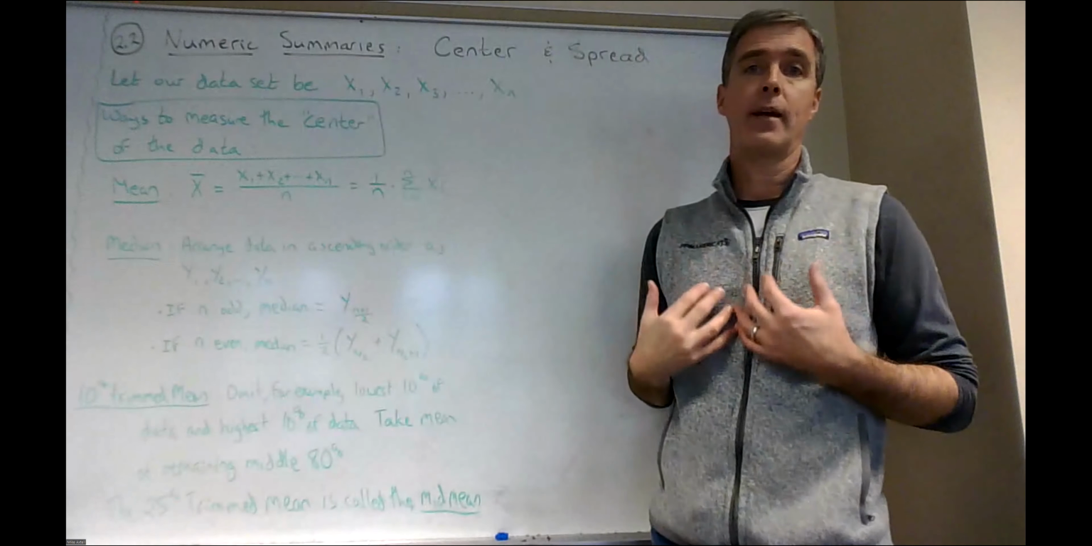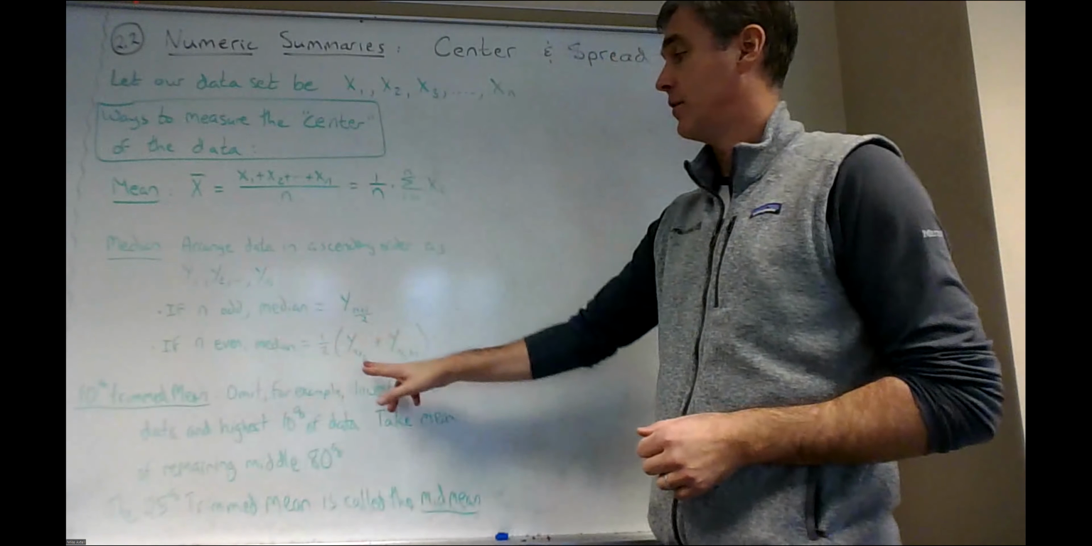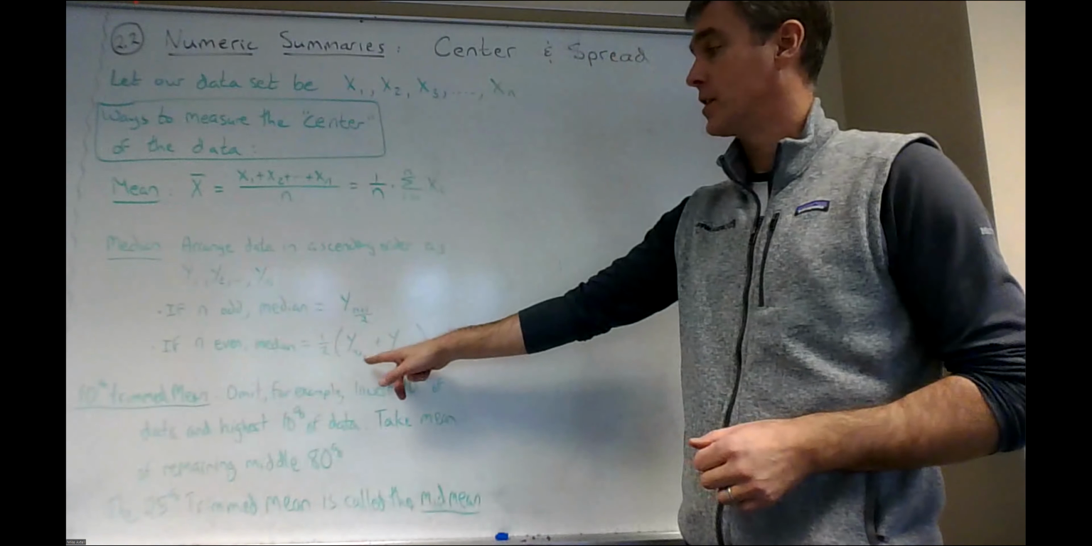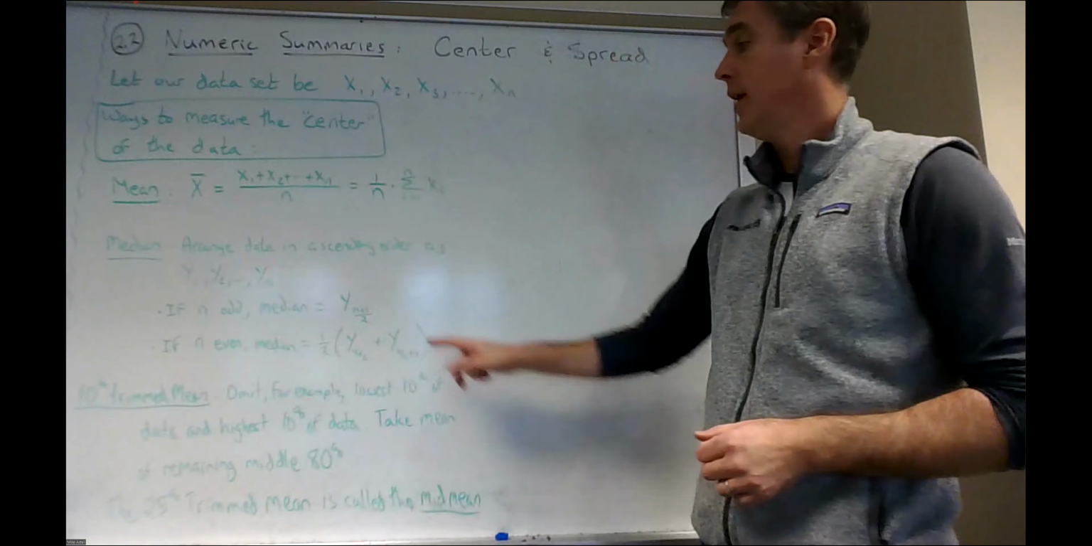If the amount of data I have is even, let's say I have 12 data points, then the median is going to be the average of the 6th and the 7th. Those two are in the middle of the data set. So if n is even, we take one half of the sum of the two middle values, y sub n over 2 and y sub n over 2 plus 1.